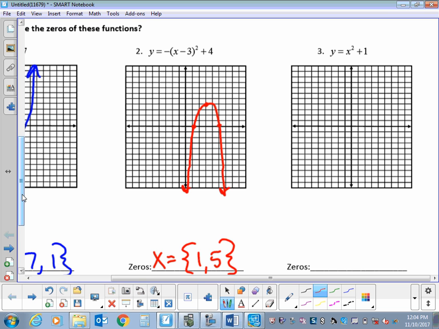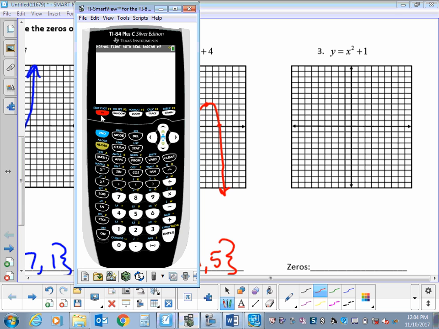For number 3, let's type in x squared plus 1. I'm going to look at it. Is it crossing the y-axis at all? Sorry, the x-axis. No, it's not even touching. It's going here and basically like this.